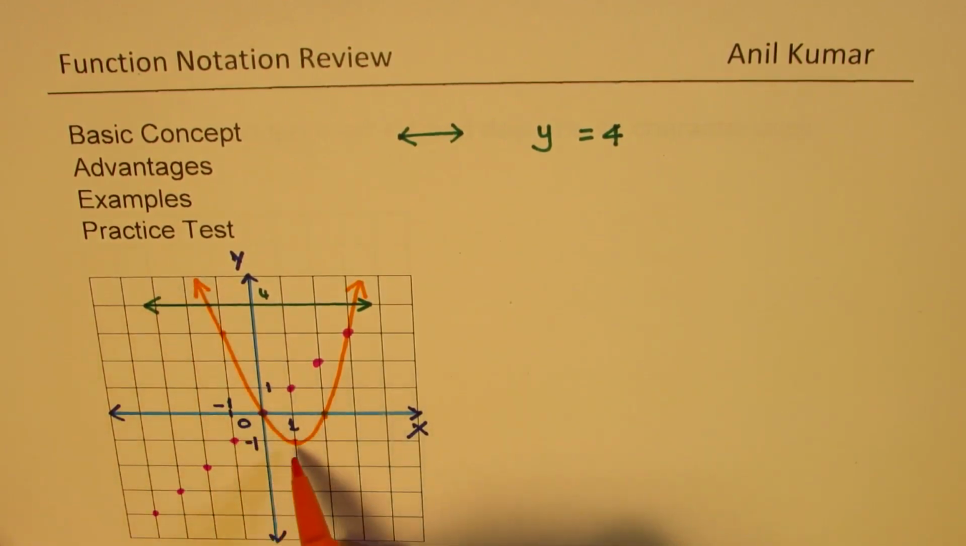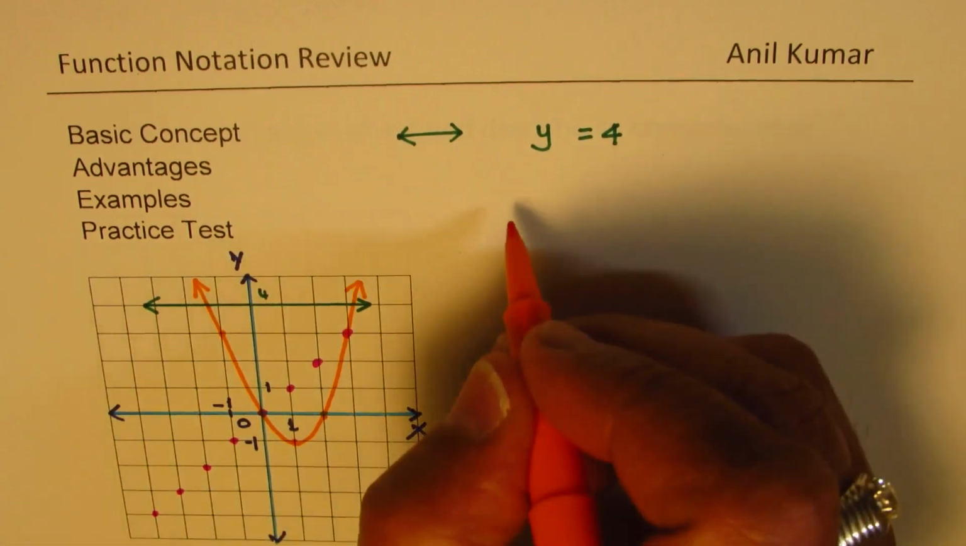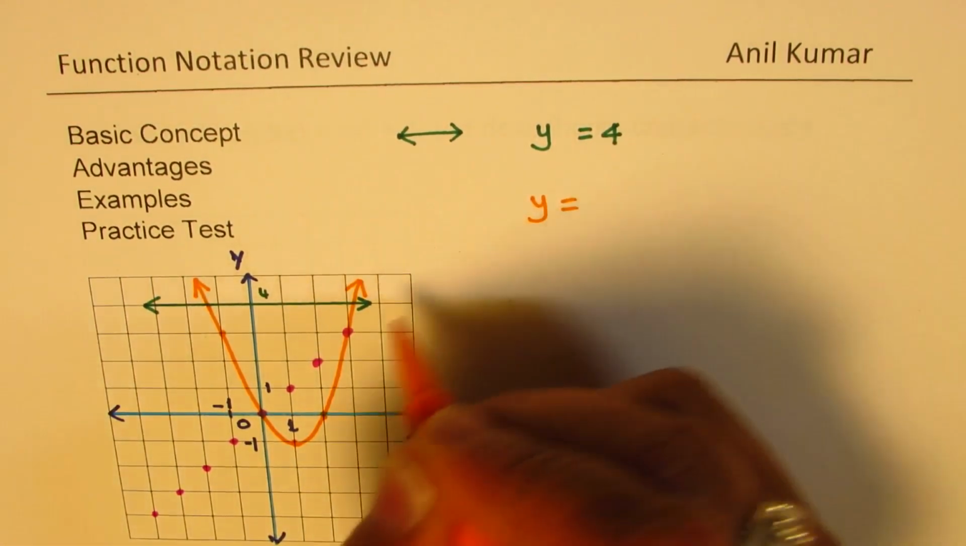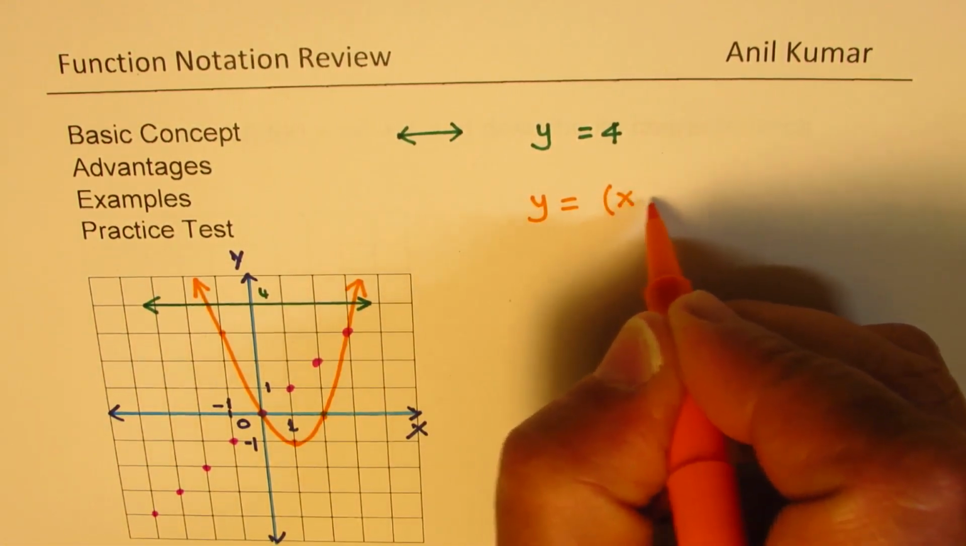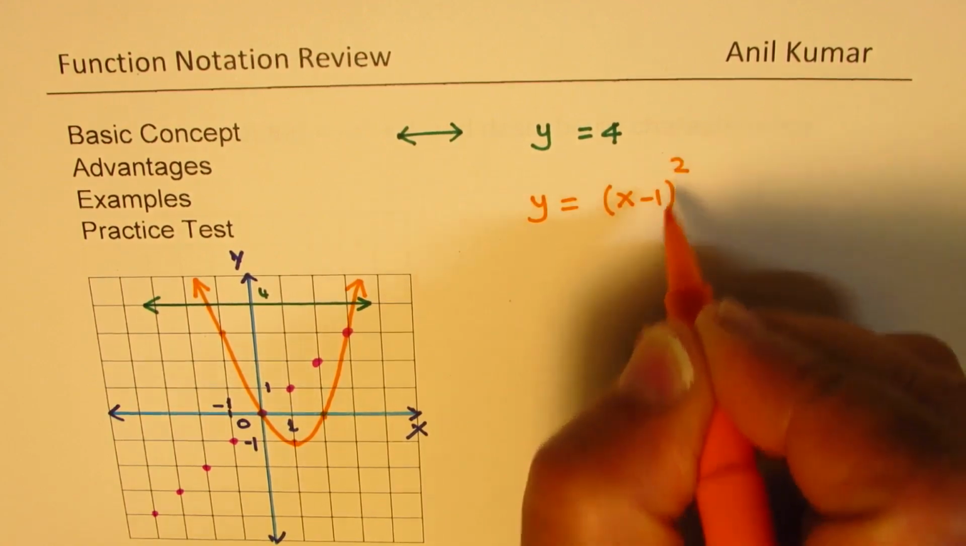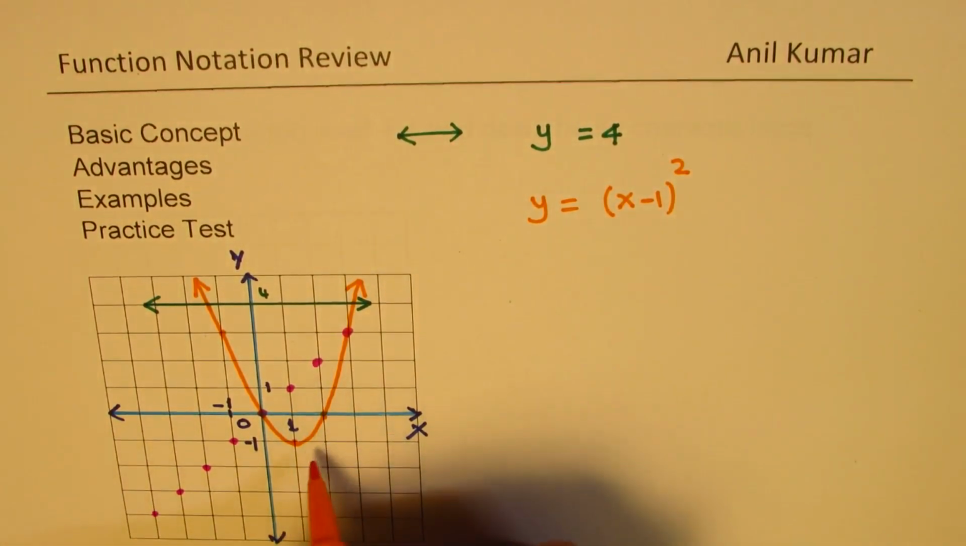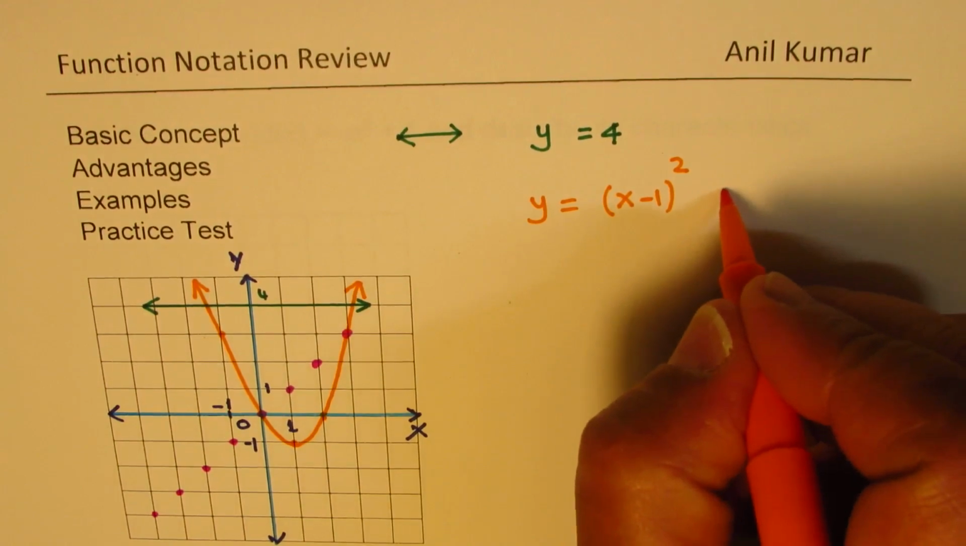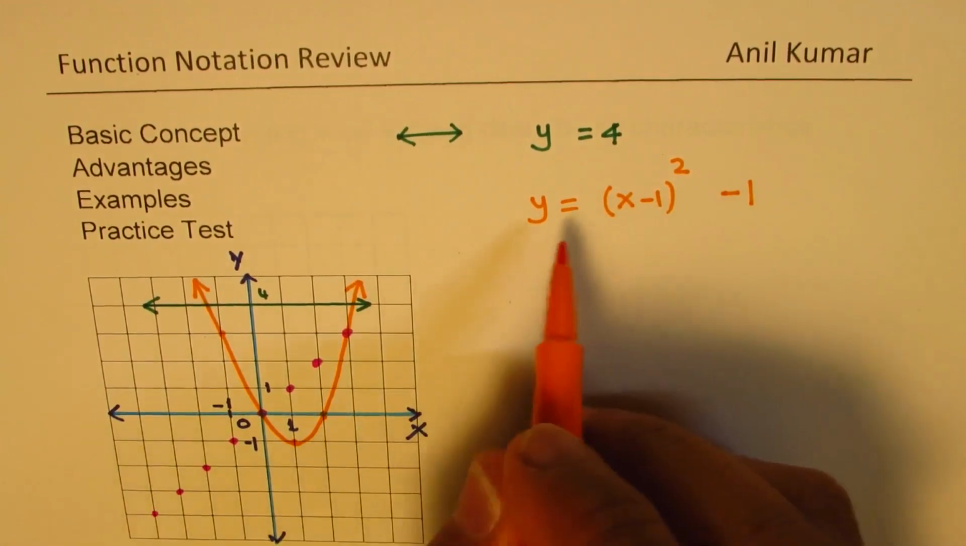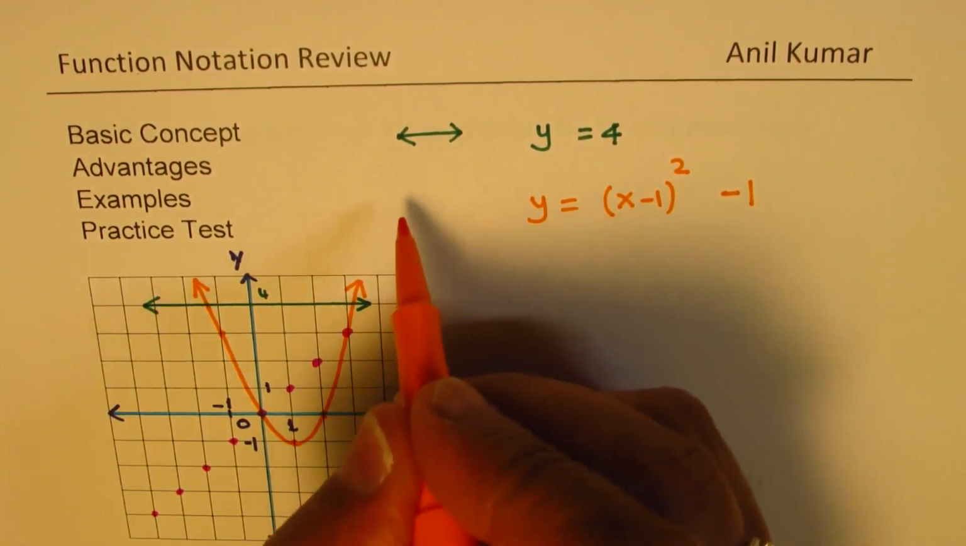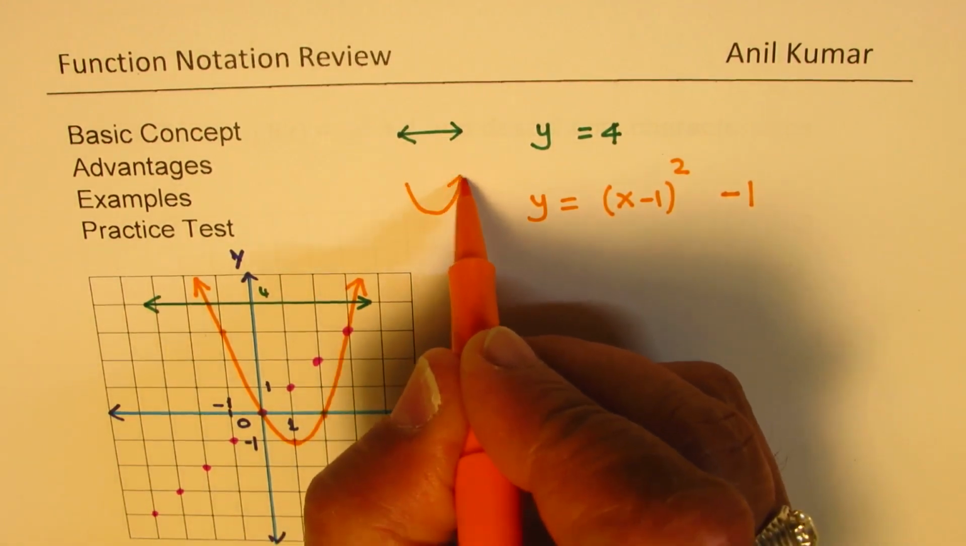Now this parabola opening upwards has a vertex at (1, minus 1), and therefore we can write this as x minus 1 whole square, and it has gone 1 unit down, so it is minus 1. So that is the equation which will describe the parabola.